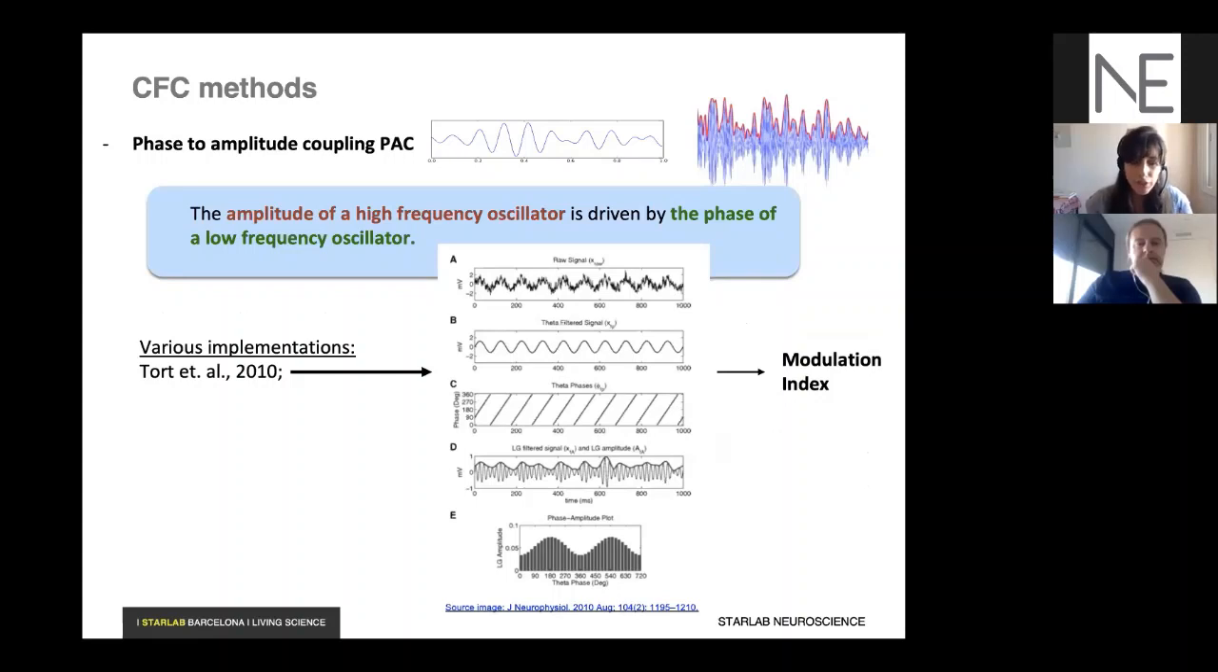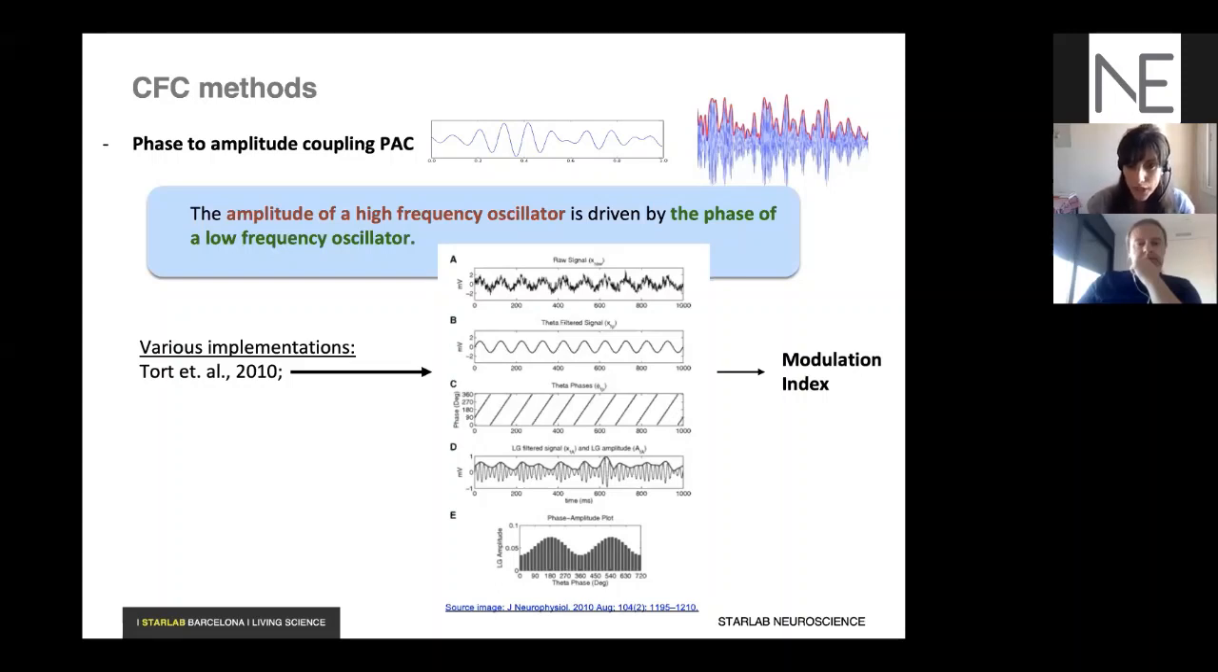Okay, there are various ways of measuring that. There are different kinds of implementations. One of the implementations which has been really commonly used is the implementation of Tort in 2010, who created the modulation index, which is a measure of phase-to-amplitude coupling. This modulation index is based on the estimation of the envelope of the high frequency signal and the estimation of the phase of the low frequency signal using the Hilbert transform.